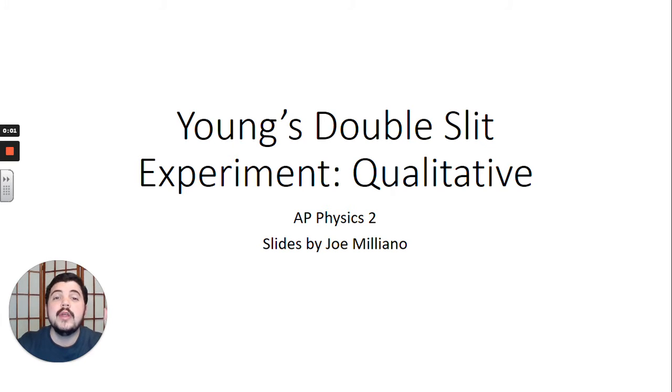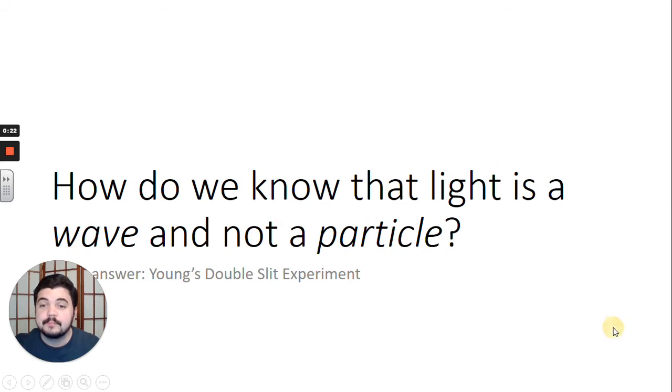Folks, in this video, we are going to be talking about one of the most consequential experiments of the early 19th century. This is Young's double slit experiment by Thomas Young. This video will deal with the concept behind the experiment. The next video will deal with some quantitative predictions of the experiment.